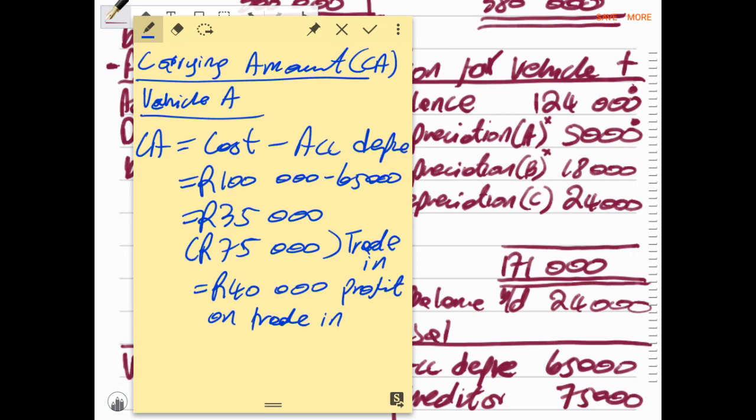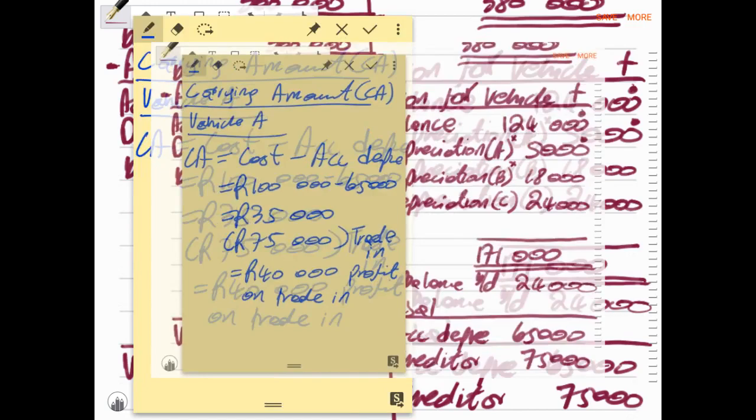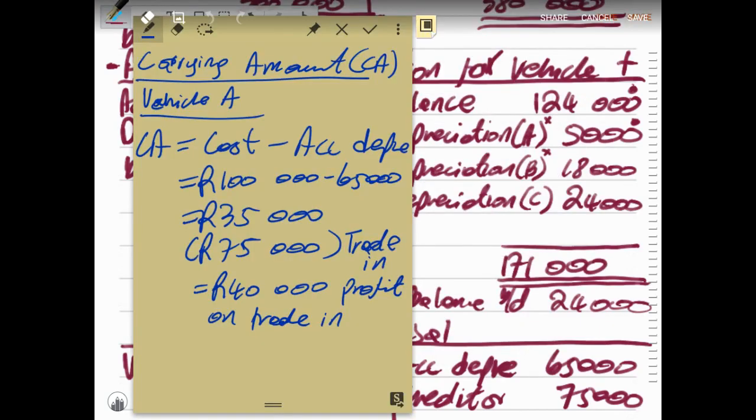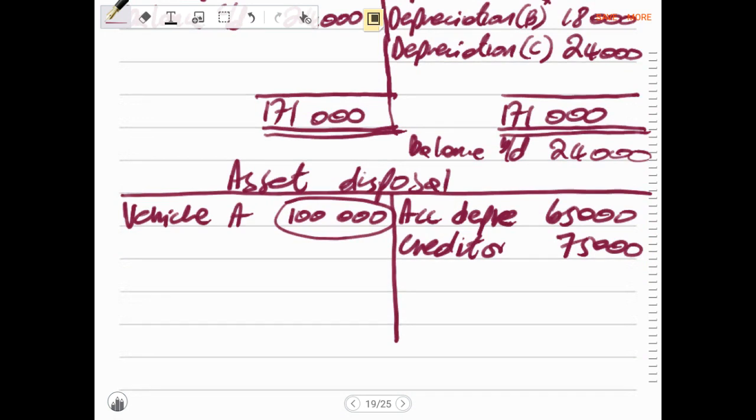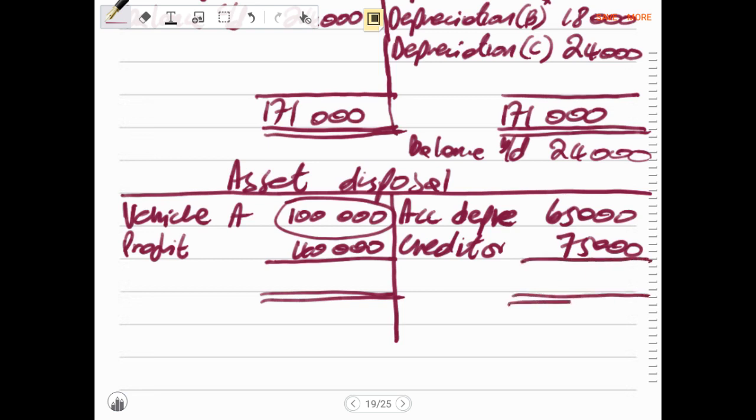And if we've made a profit, we have to recognize that as a profit on the debit side of our asset account, so our asset disposal account. Then after we record that on the debit side as 40,000 rands profit on the disposal of the asset, make sure that your debit is equal to your credit. If that is not the case, then something is wrong. Your debit must be equal to your credit.